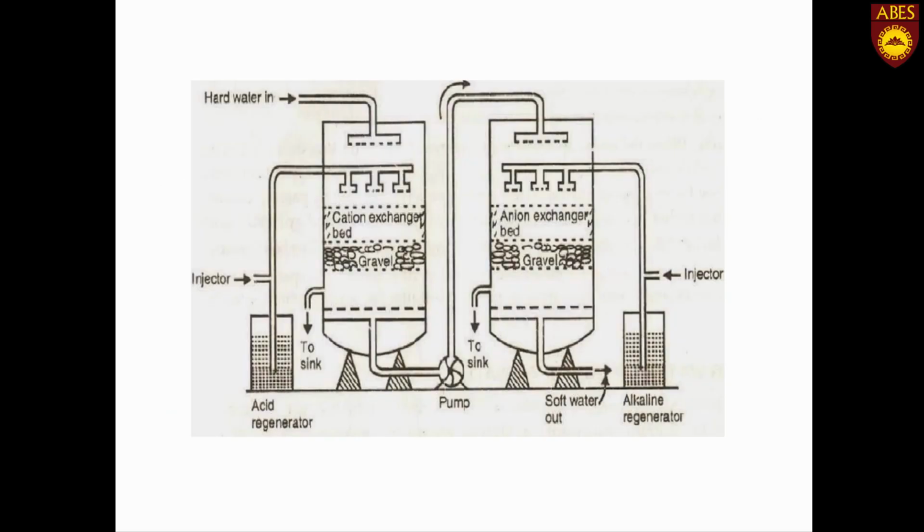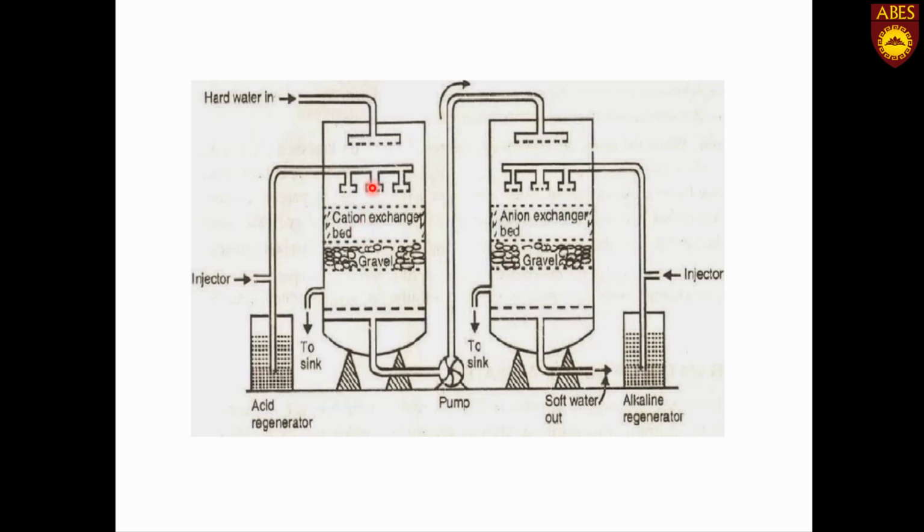This is the schematic diagram of an ion exchange plant. As you can see here, it contains two chambers. The first chamber is for the cation exchange bed, and the second chamber is for the anion exchanger. And this is the hard water inlet where the water comes in, and then it first passes through the cation exchanger bed. As I have already mentioned, resins are porous in structure, so water can easily pass through them.